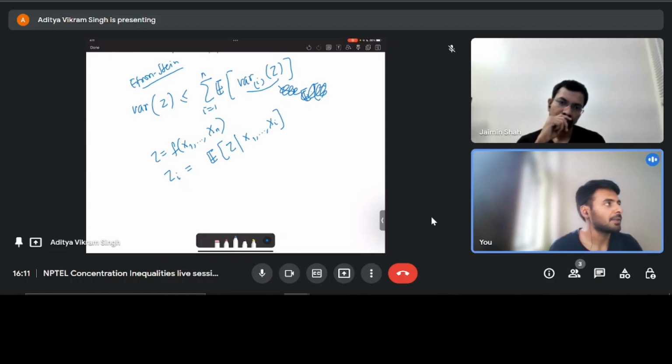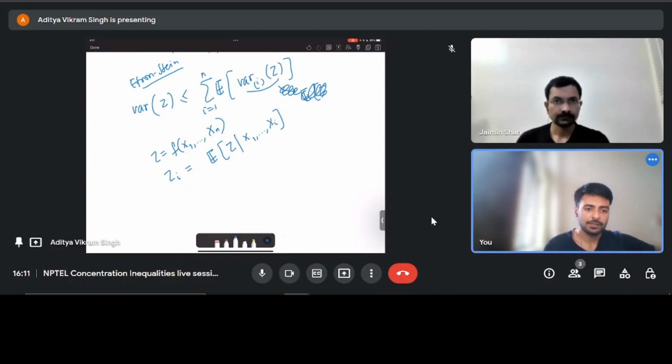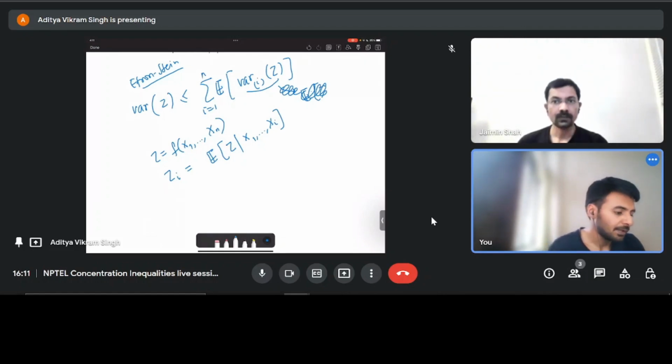So either you can have the worst case. So worst case would be what? If you fix everything, what can be the highest variation of the ith random variable, right? Suppose the ith random variable lies between a and b always. So the highest variation can be (b minus a) whole squared, right? That would be an upper bound.